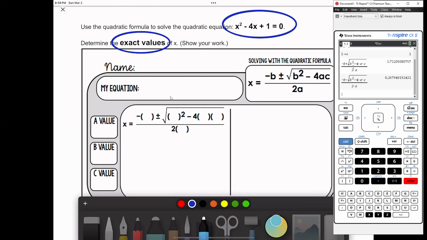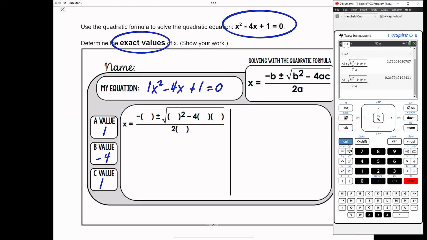Now, I'm going to rewrite this. So this is going to be 1x squared minus 4x plus 1 equals 0. The a, b, and c are the same, so this is going to be 1, -4, and +1. We're going to do everything the same, except that we're not going to use decimals. So let me show you what we're doing. We're going to put a -4 in here, a -4 in here, and a 1 here, and a 1 here.